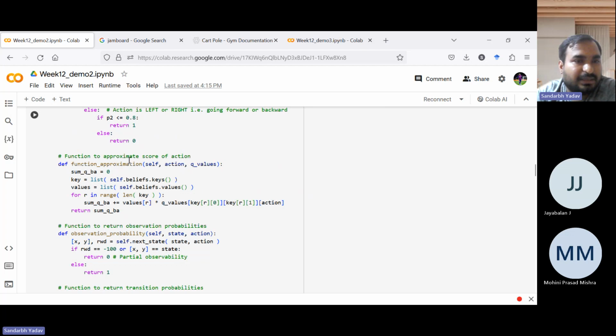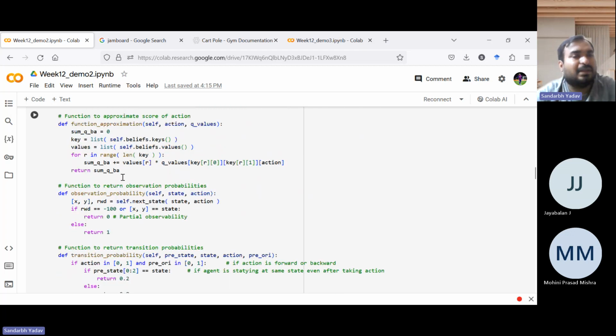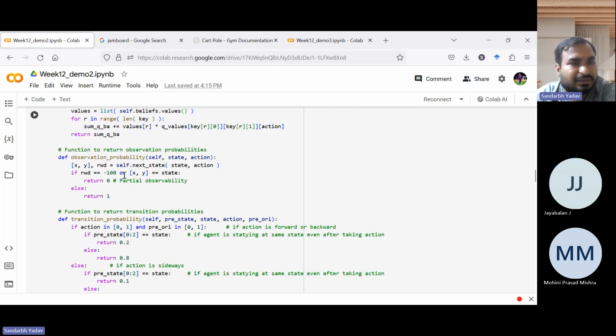And this is the function to calculate the score. You might remember this score equation from class. Basically, we are weighting it by these belief values, so it is getting weighted here, and we are returning this. And this is the function to return observation probability. Basically there is partial observation, right? You cannot observe everything in the grid, so that partial observability is captured here.